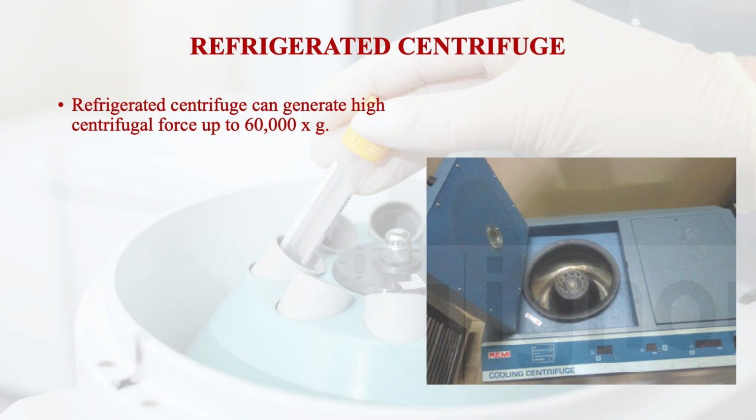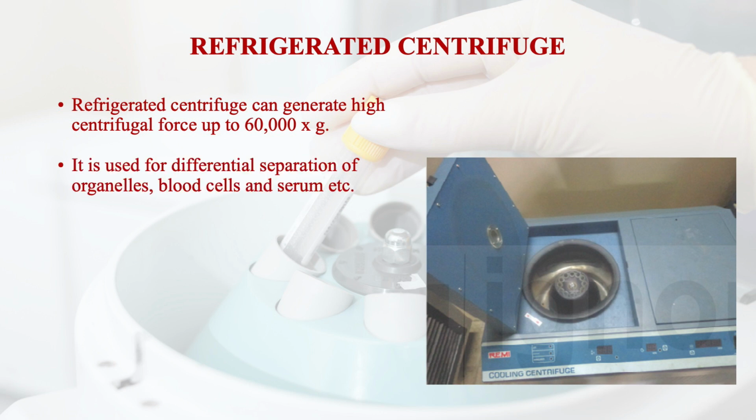Another centrifuge is the refrigerated centrifuge. It means this centrifuge has a refrigeration system. When we increase the speed in the centrifuge, the centrifuge generates heat. High heat in the centrifuge can denature the biological sample, so we need a refrigerated centrifuge. A refrigerated centrifuge can generate high centrifugal force up to 60,000 G, and it is widely used for the differential separation of organelles, blood cells and serum.